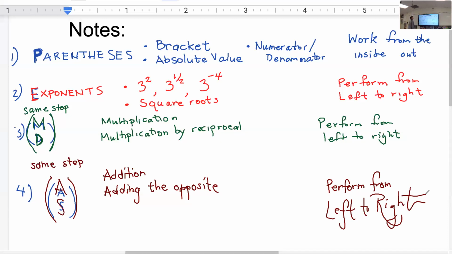Here we go. All right, so those are our notes. Okay. And every day I'll give you some notes, and then the rest of it is just doing examples.